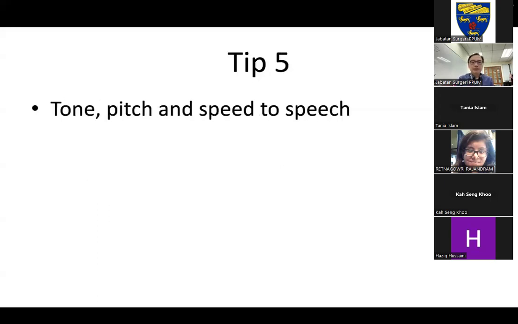Number 5, tone and speed of speech. Tone, pitch, that one is quite important also. We talk about speed first. When you panic, people talk very fast, and that's not very good. No need to talk very fast. And then don't talk too slow, that also is not good. Talk at a moderate speed, with proper stops in between.